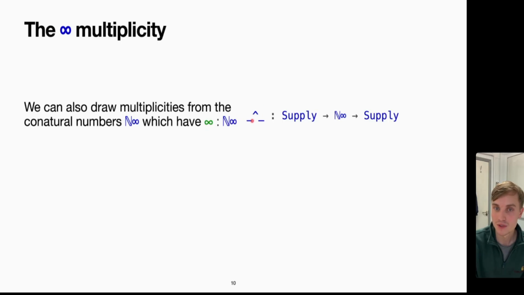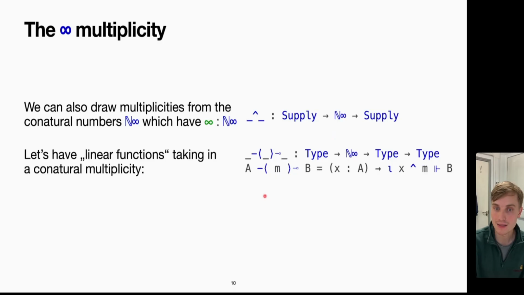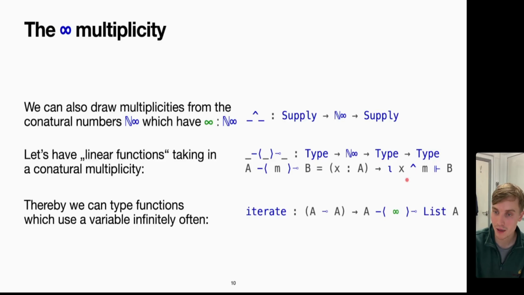So we can again define such an exponentiation, now co-inductively, of course, because this is a co-inductive type. We can even, as nice syntactic sugar, have function types which take in a connatural multiplicity, so A, and then m copies of A will be needed to produce a B, precisely if this dependent type here is inhabited. And using this, we can write quite nice functional programs. So, for instance, an iterate function, which takes in a linear function from A to A, and then it will need the input A infinitely many times to produce this iterated list.